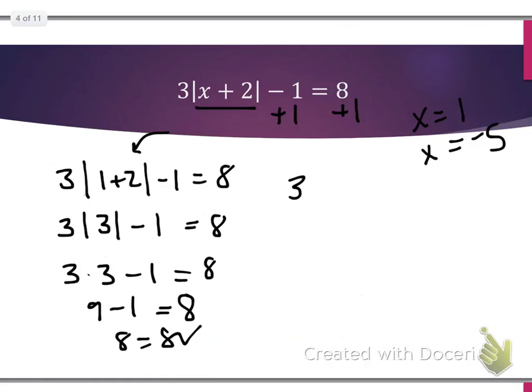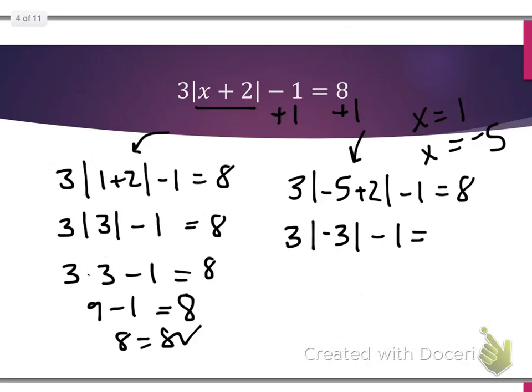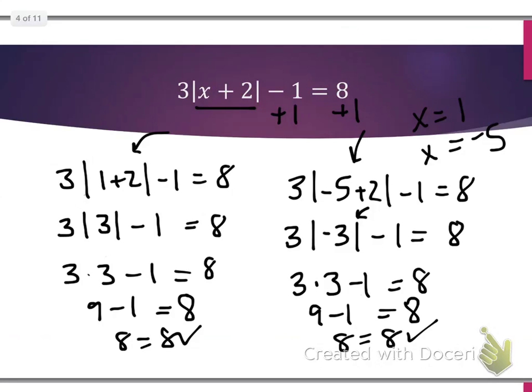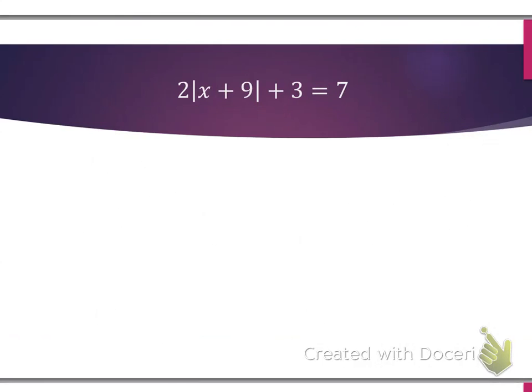Now let's try the other one. So we got -5. Again, treat it like parentheses, do the inside of it first. -5 plus 2 is -3. Let's take the absolute value, because I can't multiply it until I take the absolute value, so it's going to make it positive. 3 times 3 is 9. And now we can subtract that 1. So you can see how 1 and -5 both work.